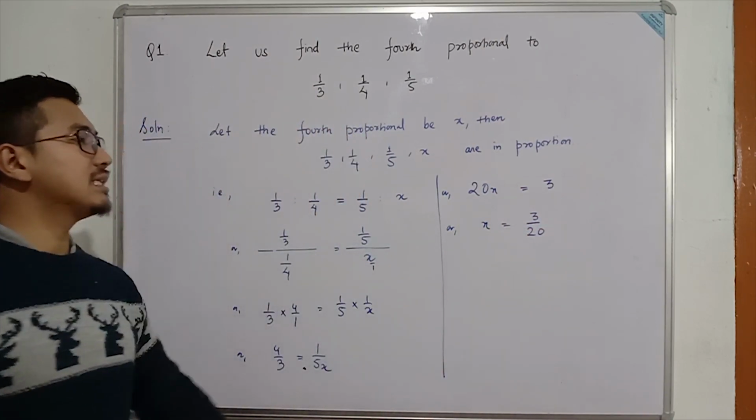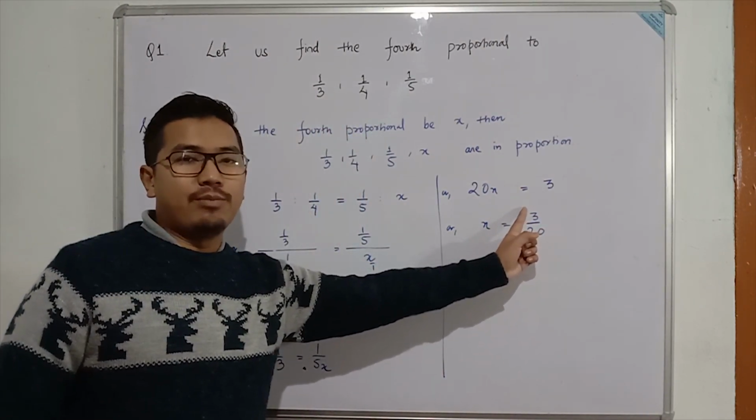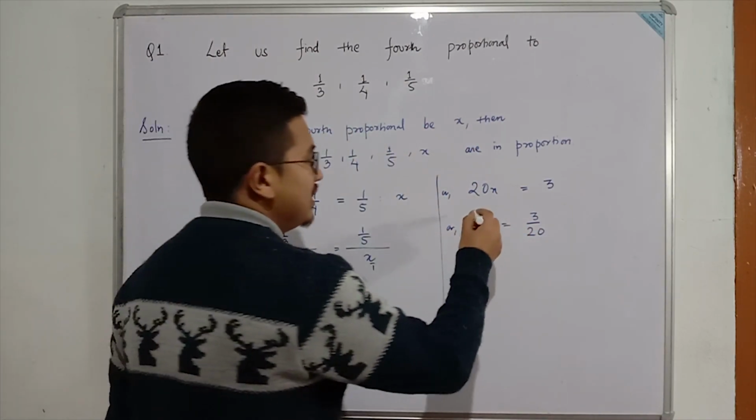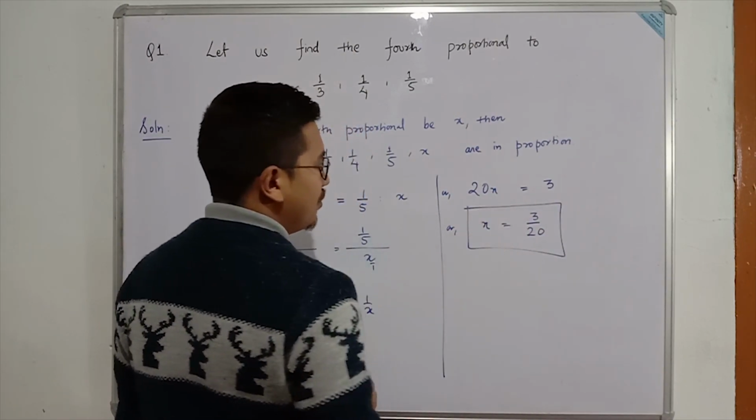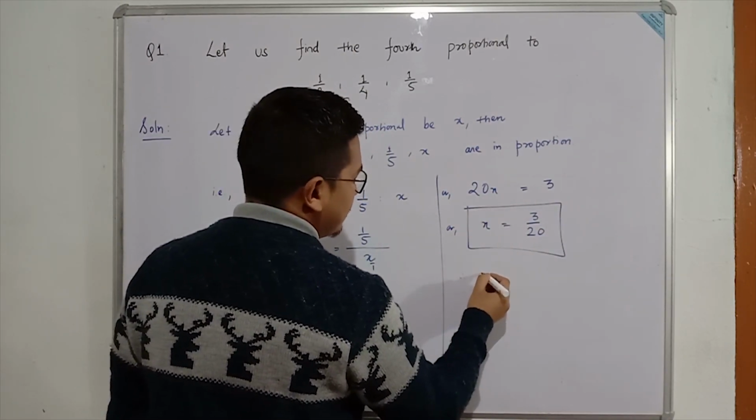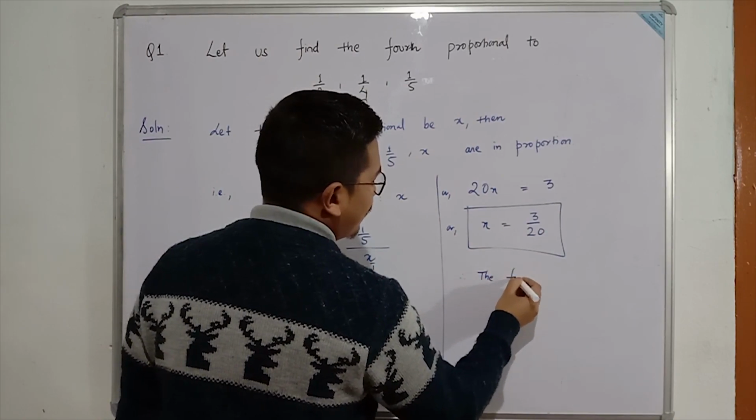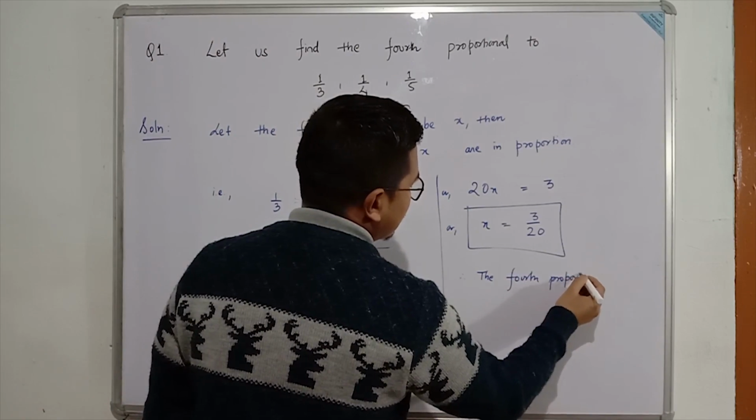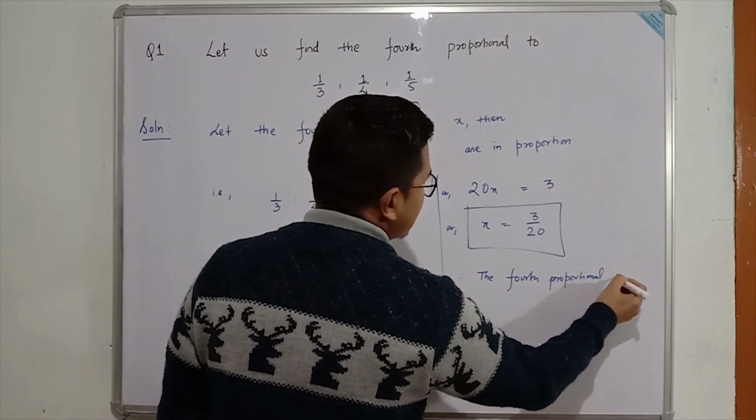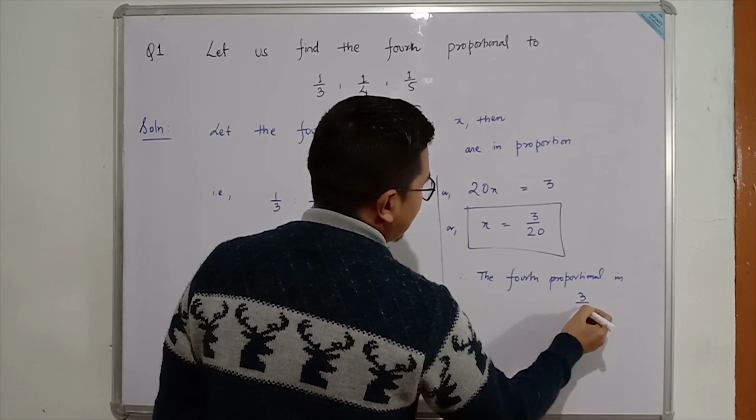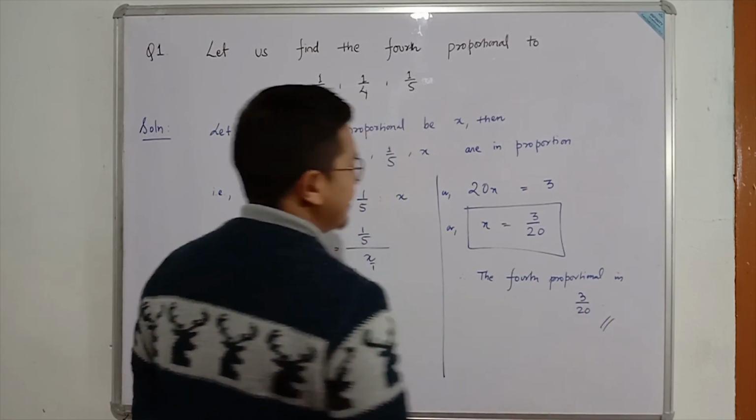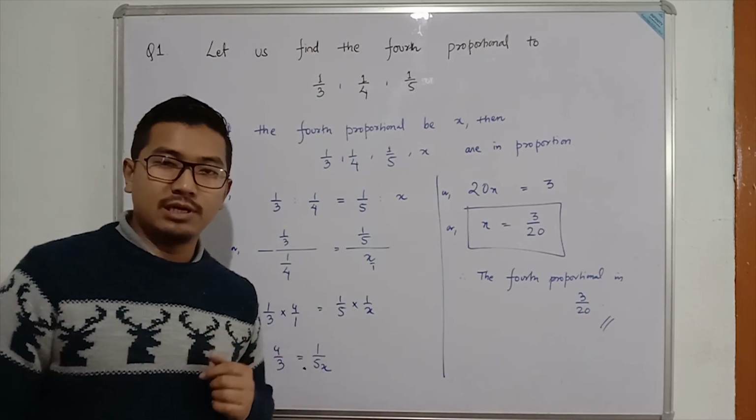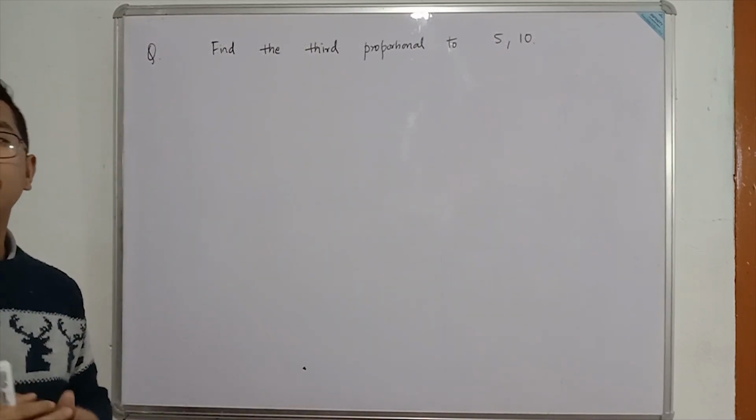So what is the value of x? x is equal to 3 by 20. And what is x? x is the fourth proportional. So this is the required answer. We can conclude, therefore, the fourth proportional is 3 by 20. This is how we solve this kind of question. So let us see the next question.